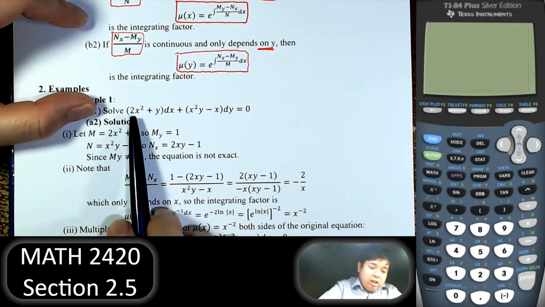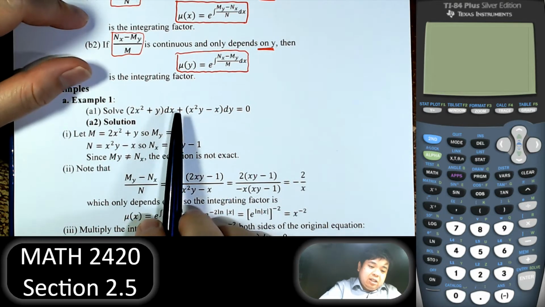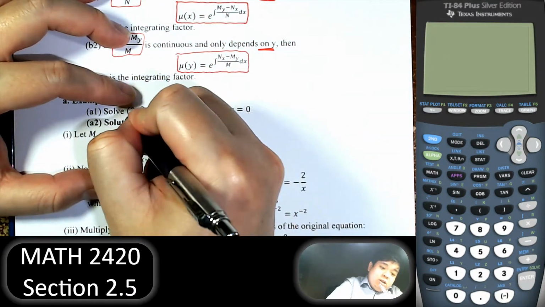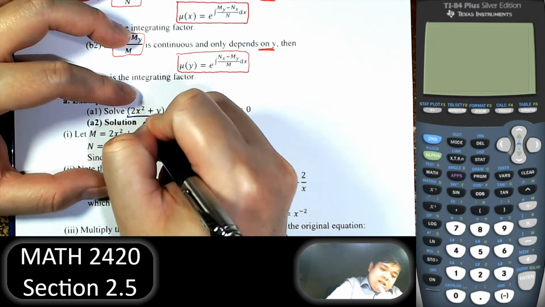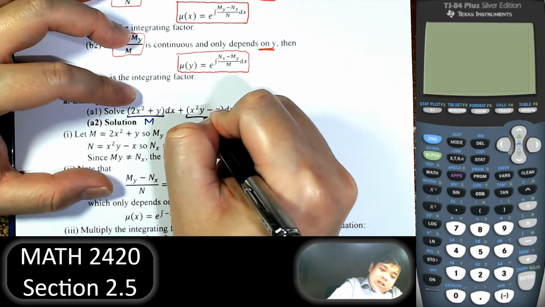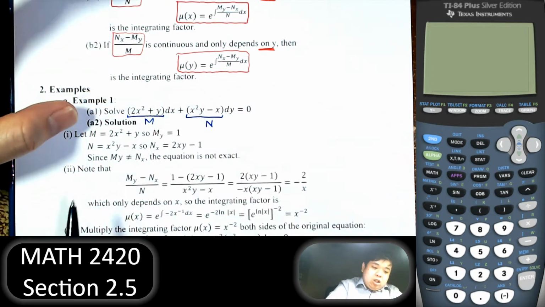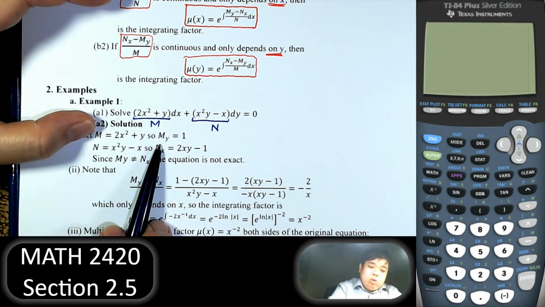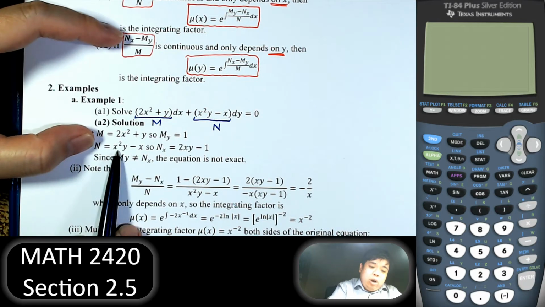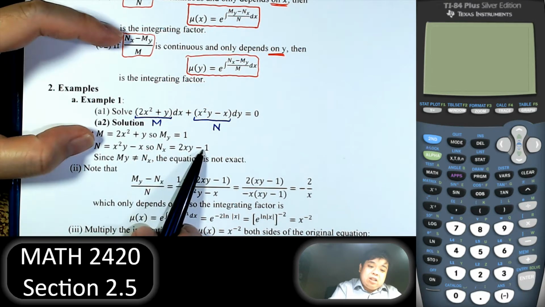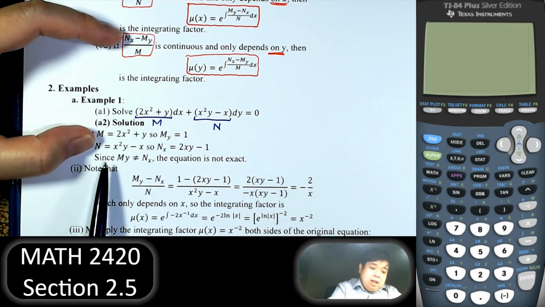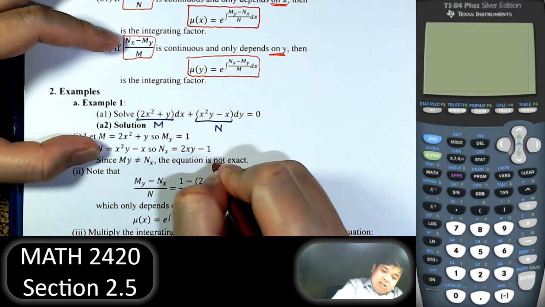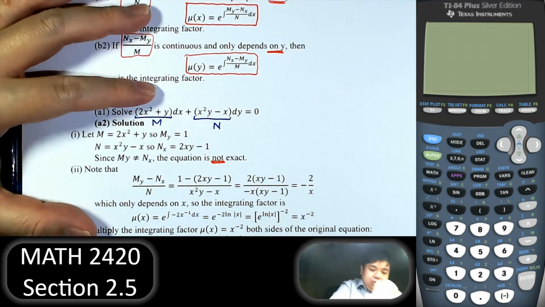We solve this equation: (2x squared plus y) dx plus (x squared y minus x) dy. Usually the equation given in this form, we suspect that it is exact because we have M dx and N dy. So we test to see if it is exact. M is that, so derivative with respect to y is 1. N is x squared y minus x, derivative with respect to x is this. They are not the same. Since M_y not equal to N_x, the equation is not exact because they're not equal.